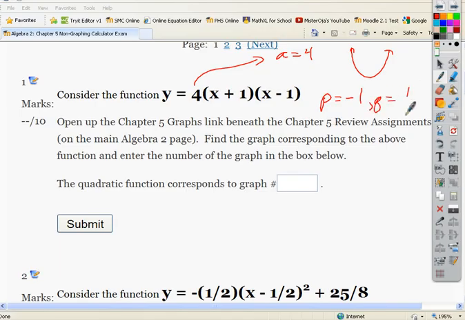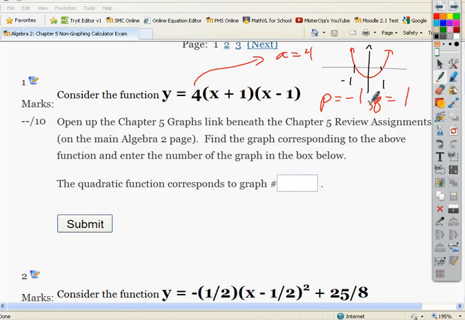Where's the vertex going to be in this case? What's the x-coordinate of the vertex? In the middle. Right, so what's the average of -1 and 1? 0. So the x-coordinate of the vertex is 0. If I plug 0 back in, I can find out what y is. y is just going to be 0 plus 1, which is 1, times 0 minus 1, so that's -1. So 4 times 1 times negative 1 is negative 4. So I even know the coordinates of the vertex.